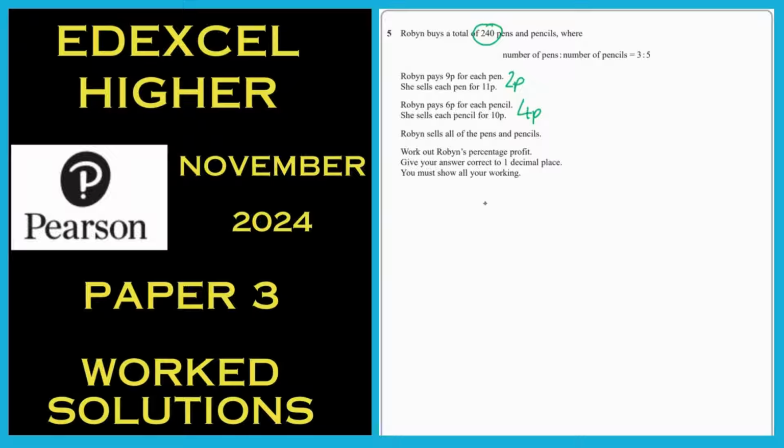3 out of 8 of the shares are pens. 3/8 of 240. As I say, grab your calc. 3/8 times 240. That will tell you how many pens Robin buys, but by multiplying by 2p, that will tell us her profit. So the profit on the pens, 180p.